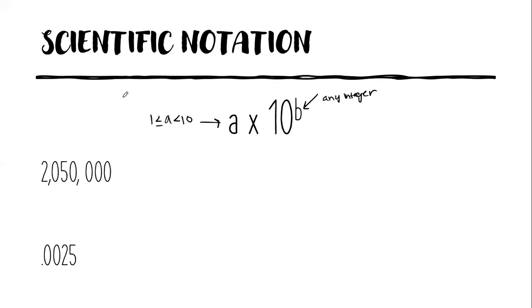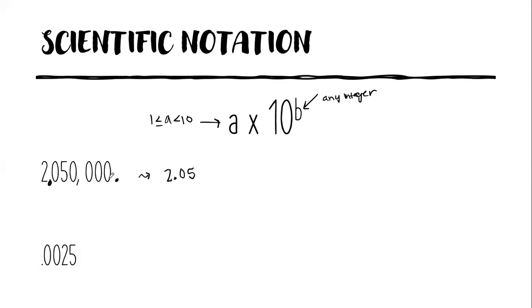2,050,000. I want to write this in scientific notation. Right now, the decimal is at the end of the number. Where would I need to move the decimal so that this number would be between 1 and 10? Between the 2 and the 0. And remember, the fast way to know that is there's always going to be one digit in front of the decimal. So my new number would turn into 2.05.